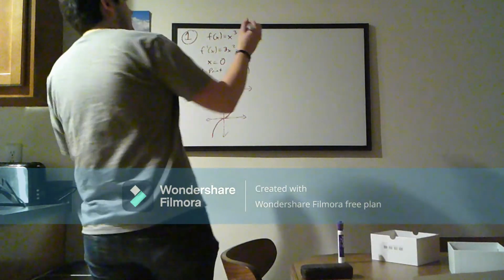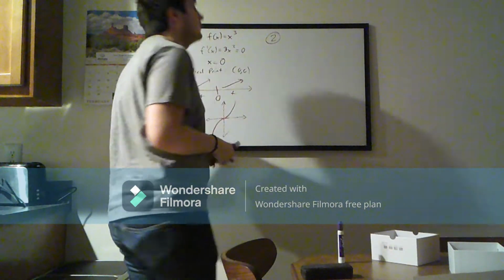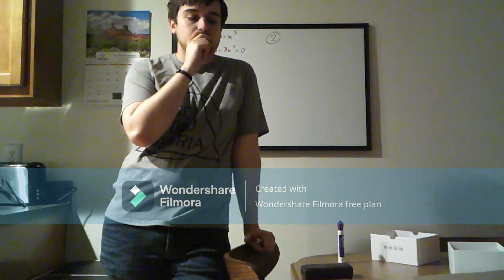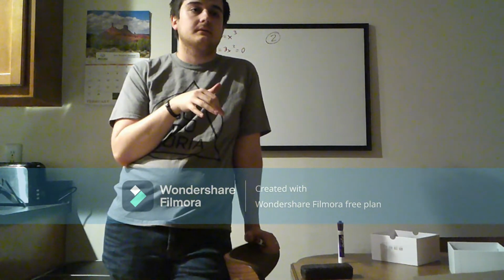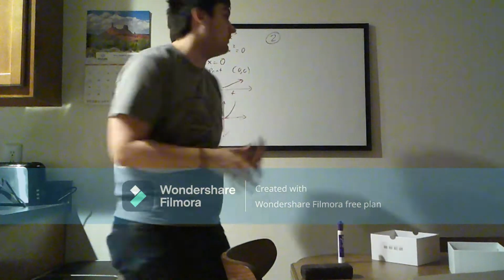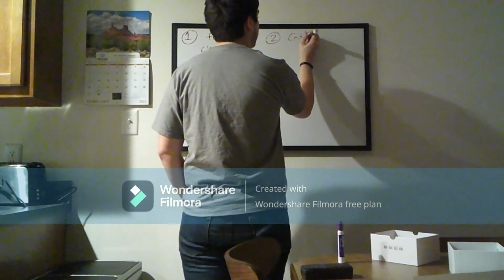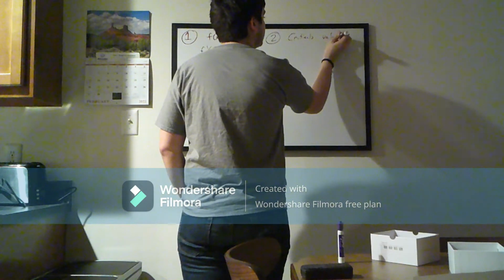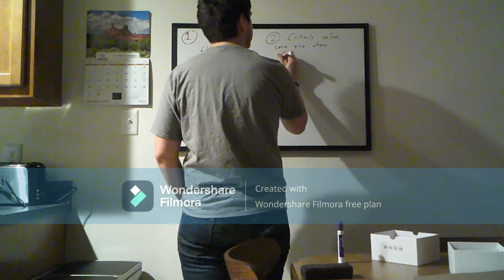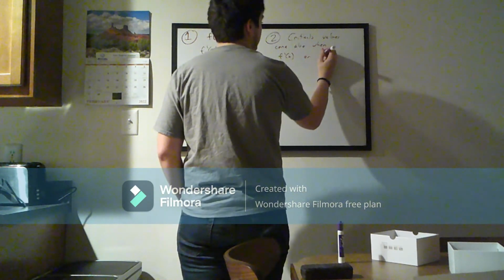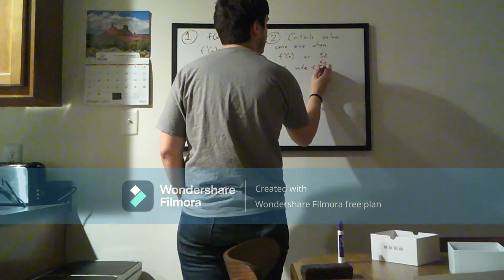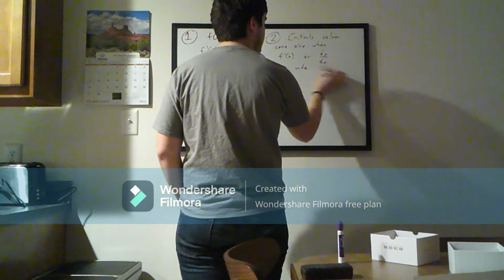Okay, second. Critical values can also come in a second form. And that is that they may not necessarily always be values that make the derivative 0. But they could also, so I'll write this, critical values come also when f prime of x, or I'll write dy over dx, are undefined. Okay?